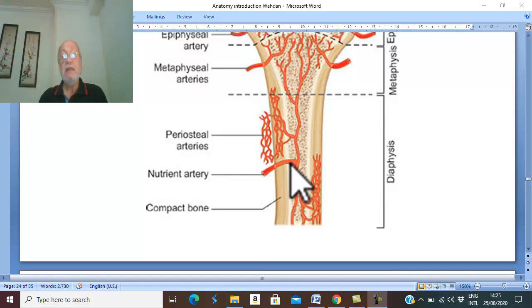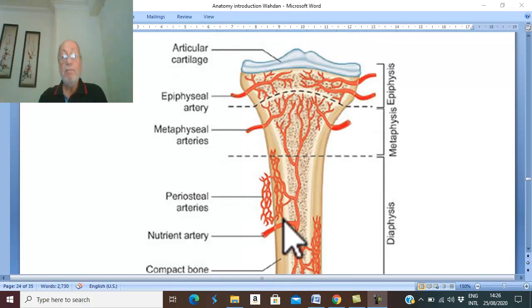In the medullary cavity, it divides into 2 branches, an ascending branch and a descending branch. The ascending branch and descending branch pass toward what? Toward the metaphysis, to anastomose with the arteries in the metaphysis, which are called metaphysial arteries.